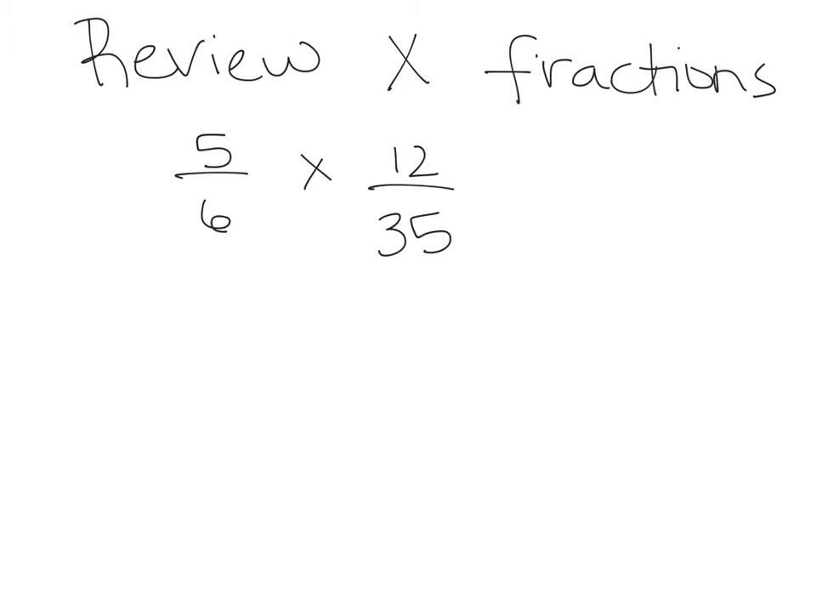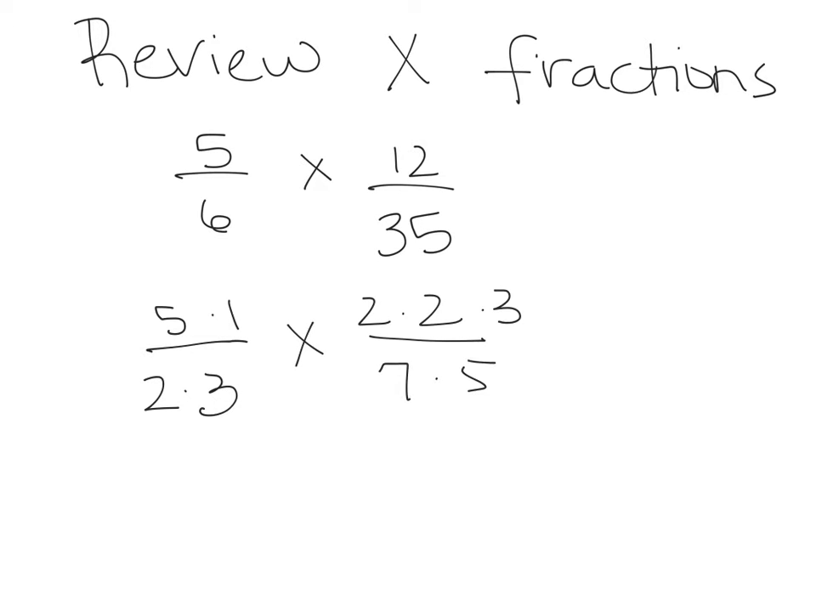I know everybody knows that 6 goes into 12 twice and 5 goes into 35 7 times. But let's take a step back and remember what we're really doing so that we can apply it to the algebra. First, we do the prime factorization of all these numbers. So 5 is just 5 times 1. 6 is 2 times 3. 12 is 2 times 2 times 3. And 35 is 7 times 5.